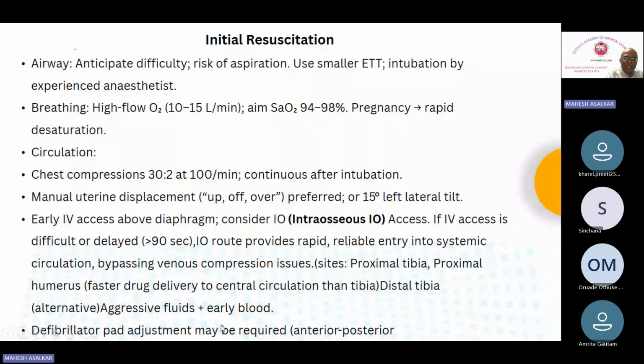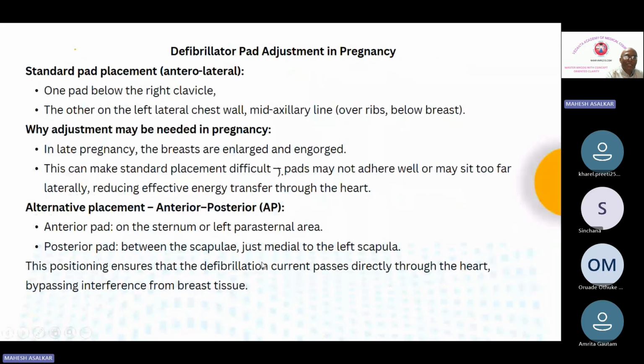Okay, normally where do we apply them in a non-pregnant patient? Standard pad placement is one pad below the right clavicle and the other on the left lateral chest wall in the mid-axillary line. So this is the standard pad placement, that is anterolateral. Okay, but what we have to do in pregnancy is anteroposterior. Why is adjustment required in pregnancy? In late pregnancy, the breasts are enlarged and engorged. So this can make standard placement difficult. Pads may not adhere well or may sit too far laterally, so that will reduce the effective energy transfer through the heart. So that is why we need to go ahead with the anteroposterior placement.